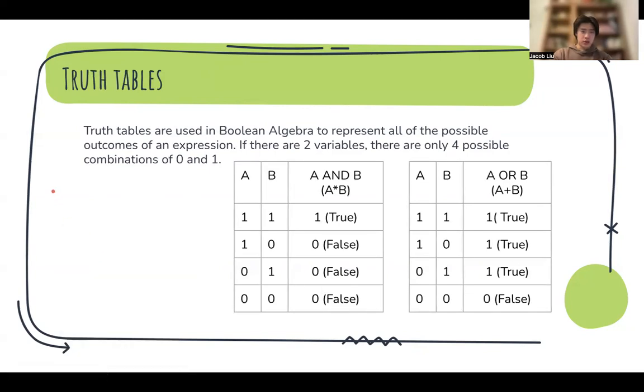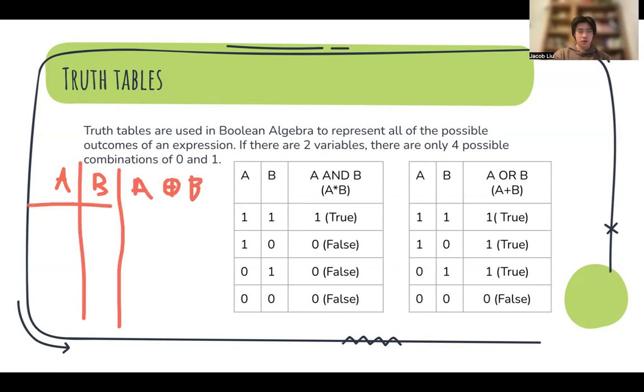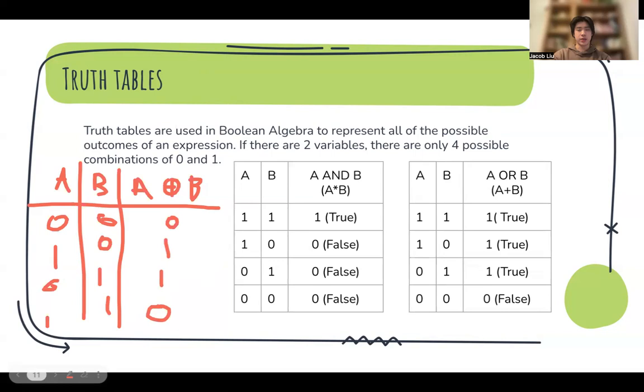If you want to make the truth table for A XOR B, it'd be like this. Right? XOR, if they're different, it's true. This is the truth table for XOR. Okay.